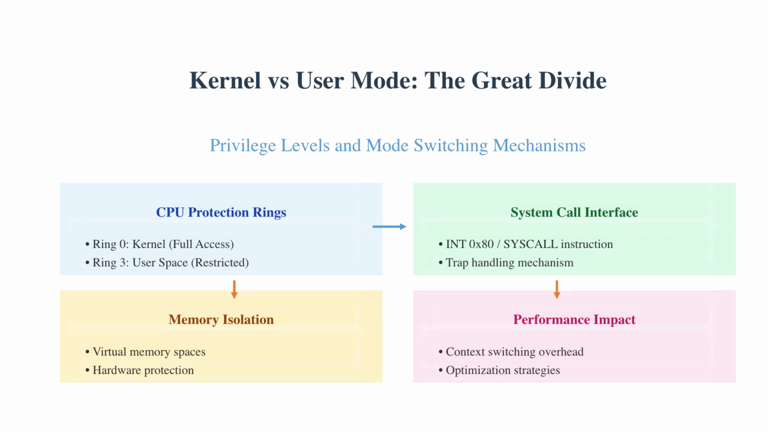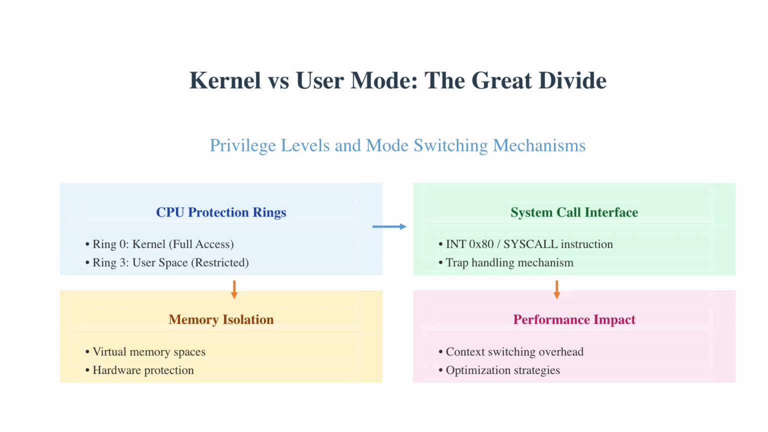Now, how do user programs request kernel services? Through the system call interface. When your program needs to read a file or allocate memory, it uses instructions like int 0x80 on older x86 systems or the more modern SYSCALL instruction. This triggers a carefully controlled transition from user mode to kernel mode through trap handling mechanisms. The processor switches contexts, validates the request, and executes the privileged operation on behalf of the user program.